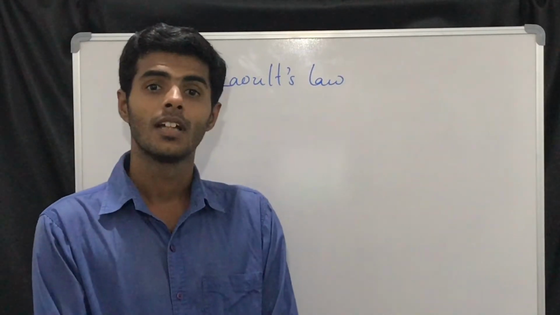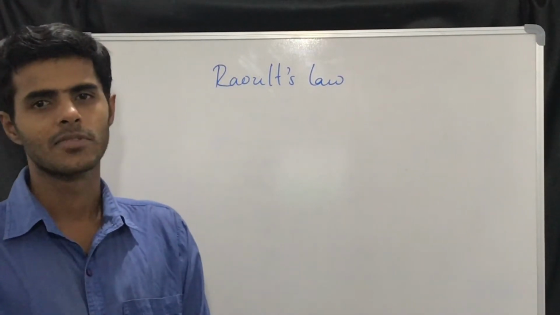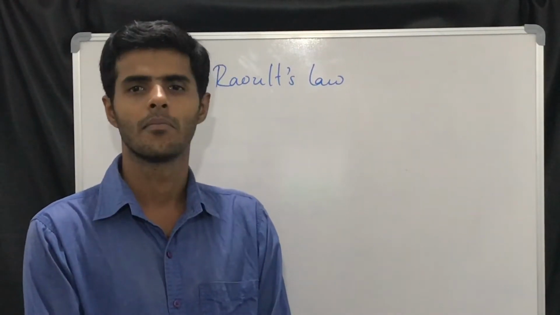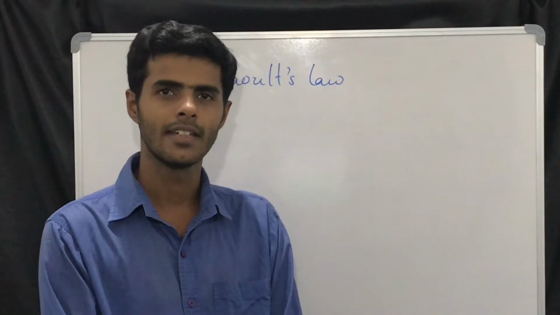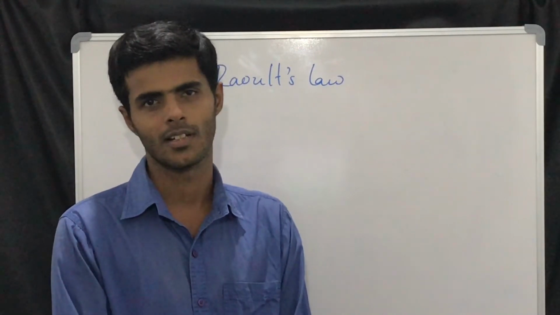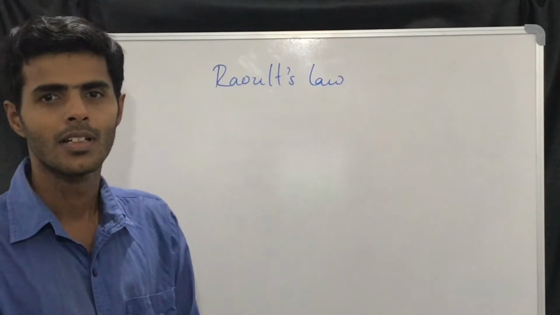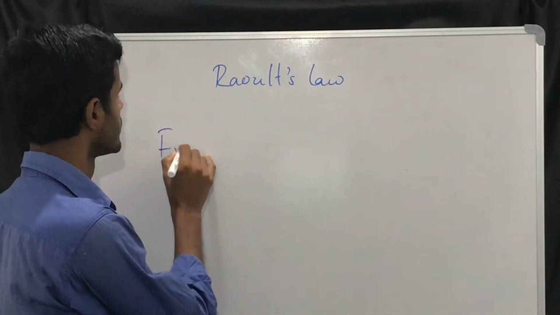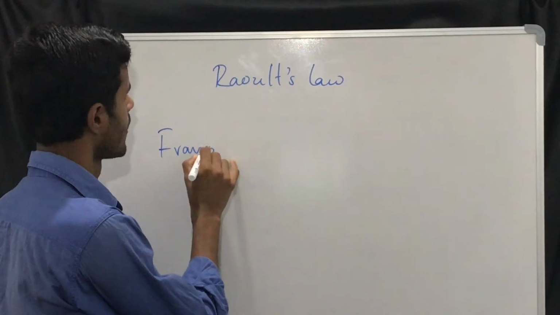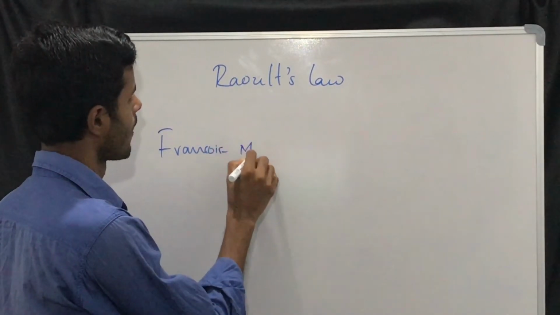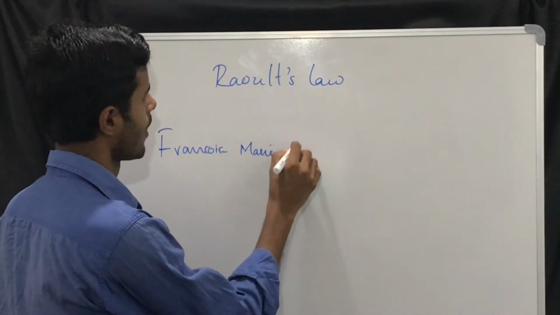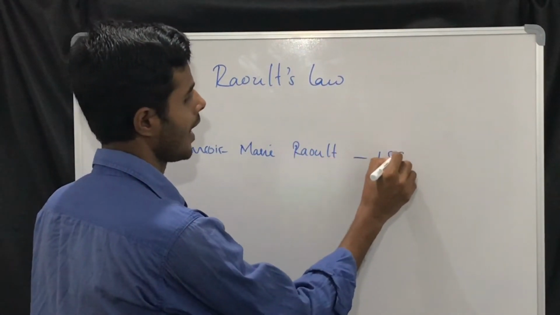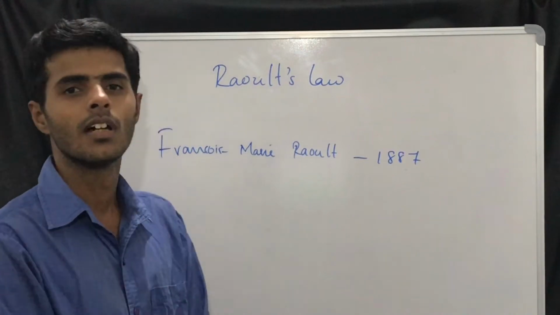The calculation and generation of boiling point diagrams are based on Raoult's law. A French chemist, Francois Marie Raoult, proposed Raoult's law in the year 1887.